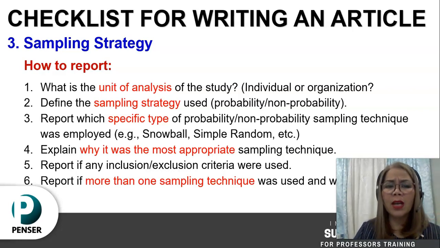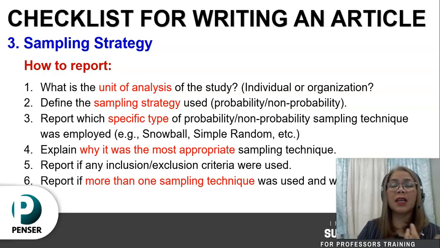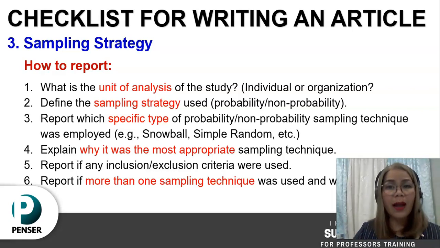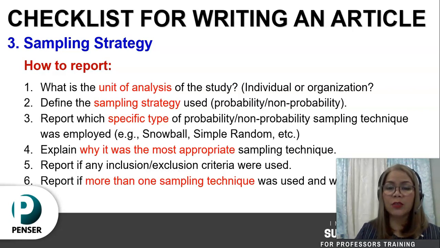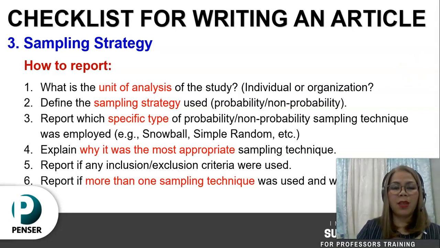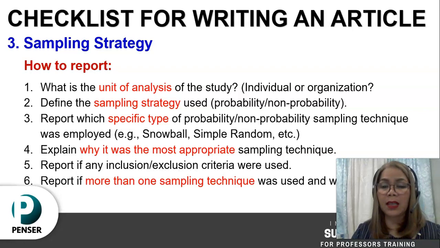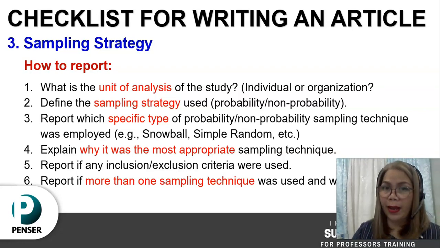And then report which specific type of probability or non-probability sampling technique was used in your study. And then we need to explain why it was the most appropriate sampling technique. And then report if there are any inclusion and exclusion criteria that were used in selecting your respondents, especially if you are employing a non-random sampling technique. And then report if more than one sampling technique was used and why.